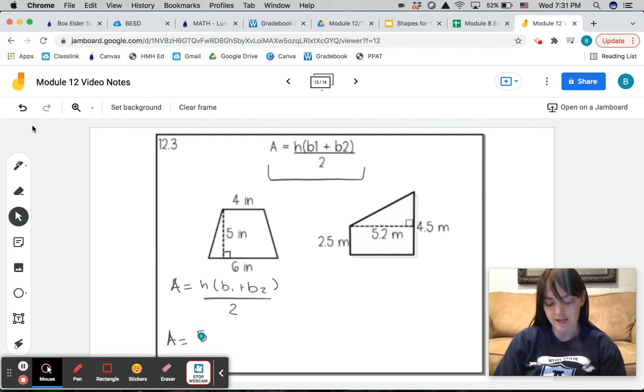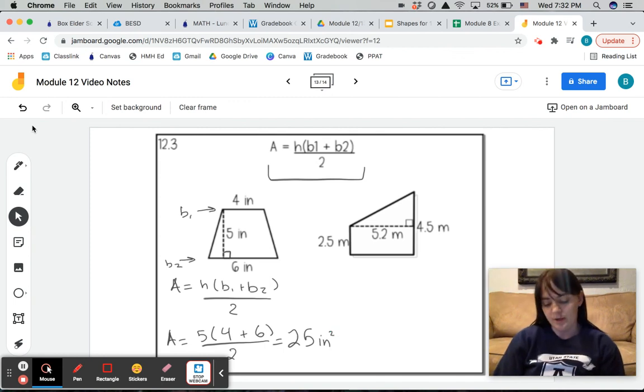Times B1 plus B2. Our B1 is 4. We're going to add our B2, which is 6. And then that entire thing we're going to divide by 2. So then our area would be what? 4 plus 6 is 10. 10 times 5 is 50. 50 divided by 2 is 25 inches squared. That's our area.